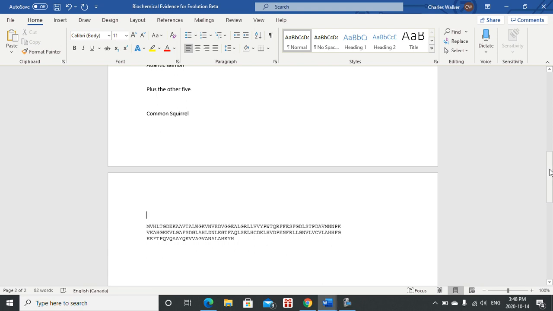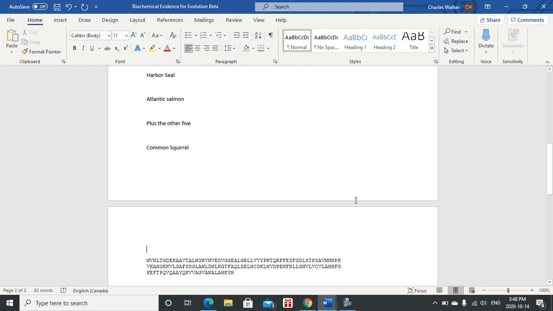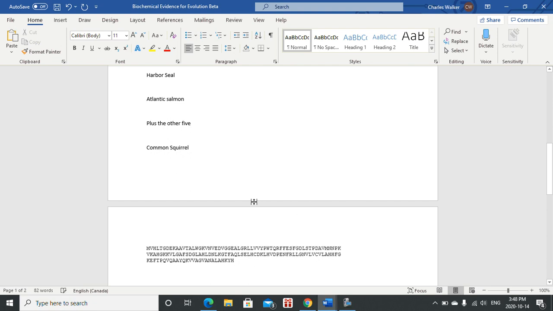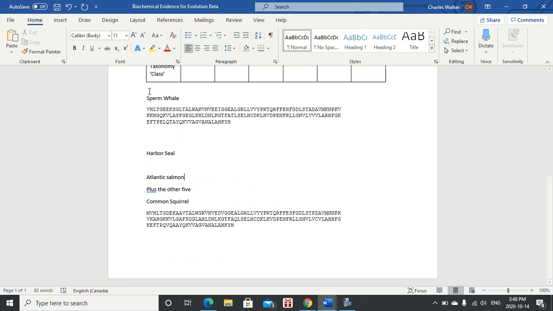Now you want to compare them letter by letter. But you don't want to go through and do this manually because that's going to take a huge amount of time. We want an easier way to do this. It's going to do the comparison for us. So for example, the first letter in the sperm whale is a V. In the squirrel, it's an M. H in the sperm whale, V in the common squirrel. But this would take a long time to calculate how many differences and then calculate the percentage. So this is what we're going to do instead.